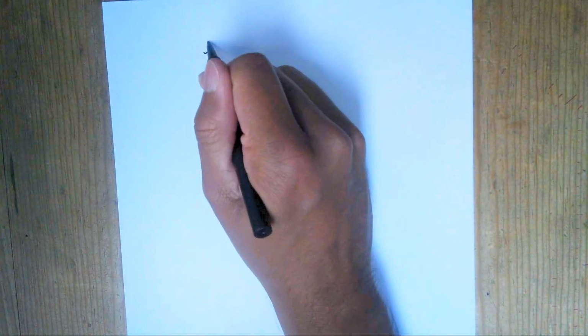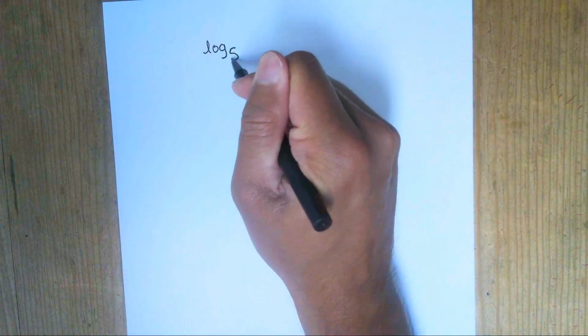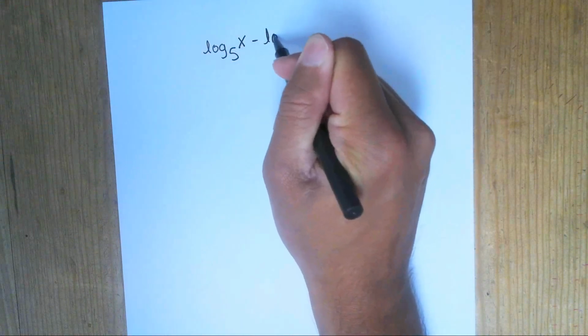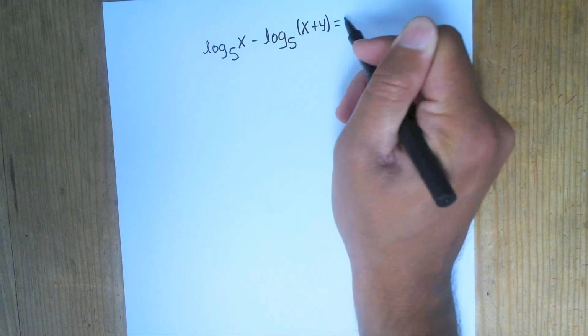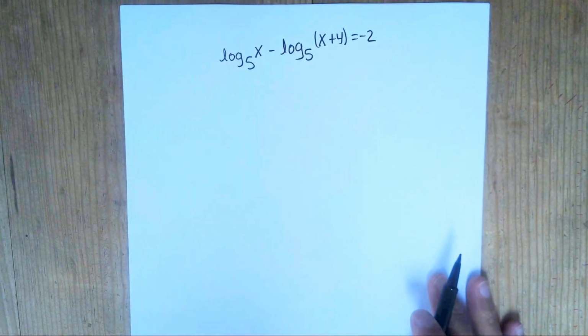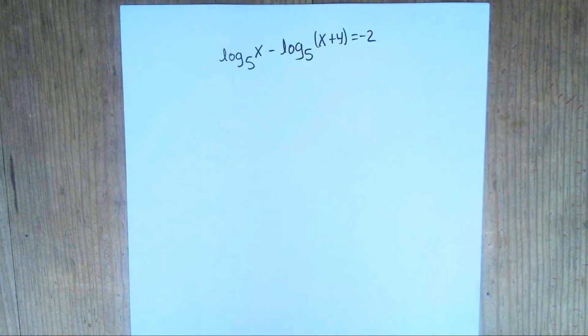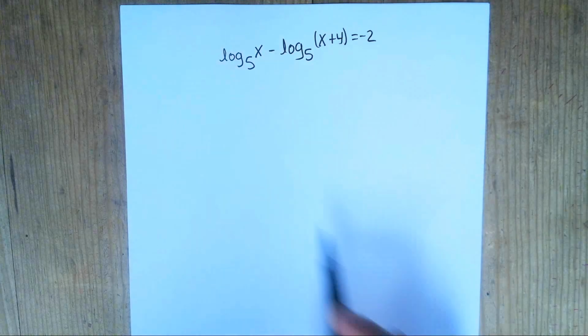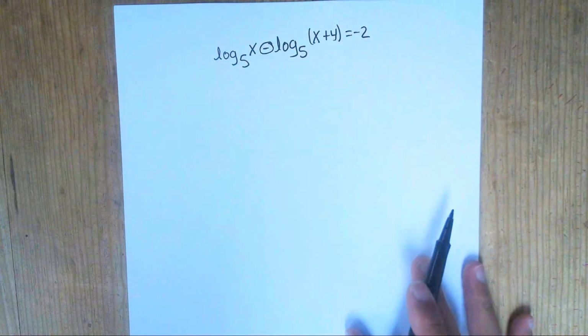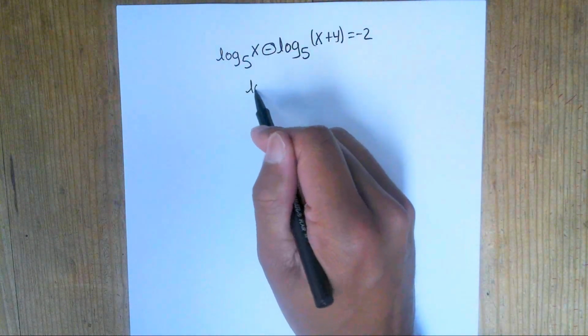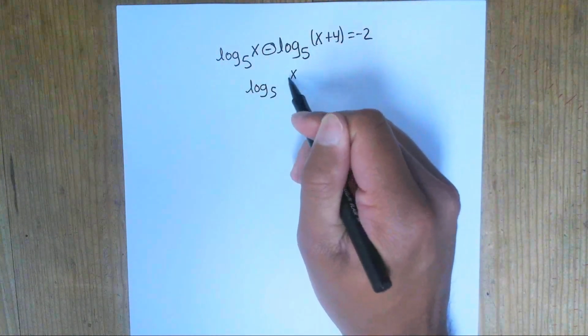Okay, so let's do one last example, which is going to be log base 5 of x minus log base 5 of x plus 4 equals negative 2. So first thing I'll notice, it's logarithmic, which means that I'm probably going to have to combine. How do I know? I have multiple logs on one side. Anytime you have multiple logs on one side, you're going to combine. Well, how am I going to combine? The fact that this is a minus sign means division. So then I'm going to write log base 5 of x over x plus 4.